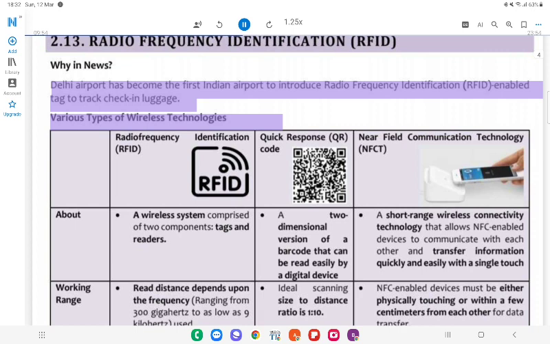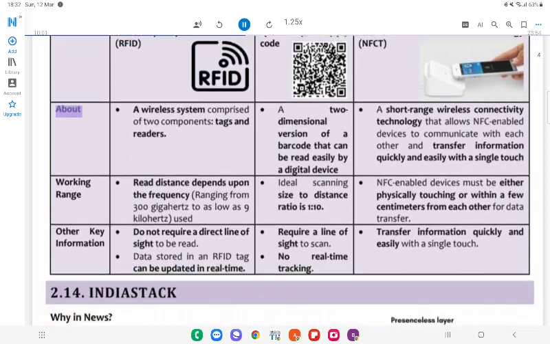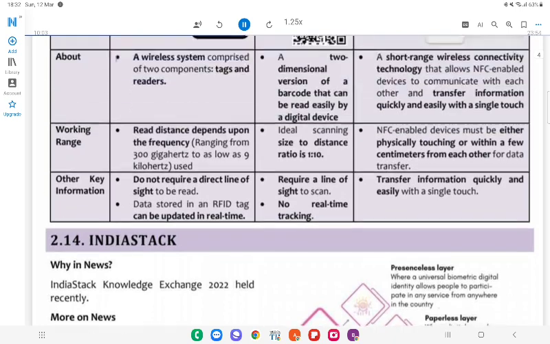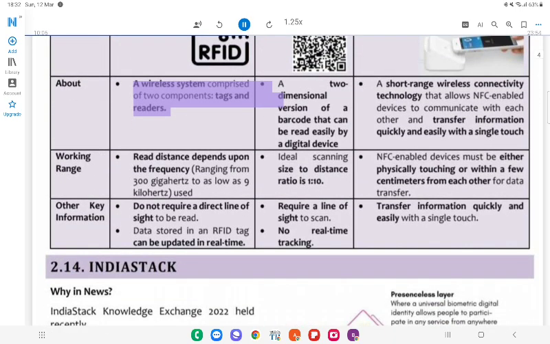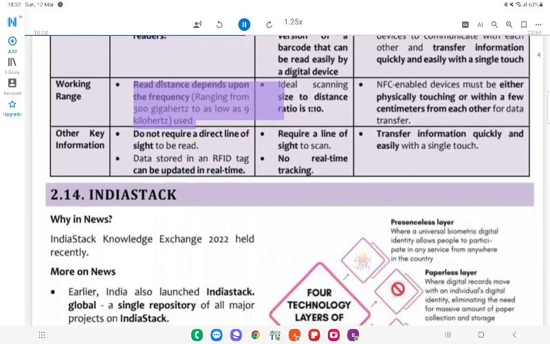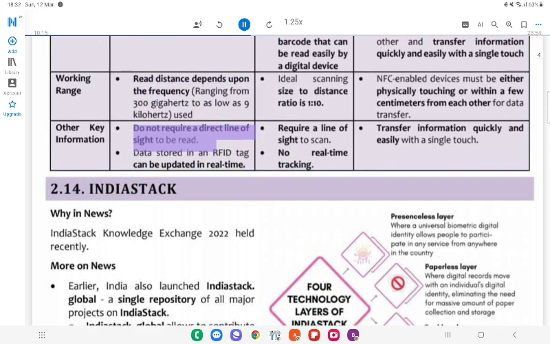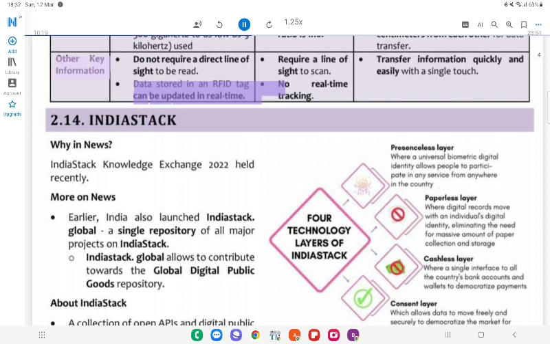Various types of wireless technologies: Radio frequency identification, RFID, and Quick response, QR. About, working range, other key information. RFID: a wireless system comprised of two components, tags and readers. Read distance depends upon the frequency used, ranging from 300 GHz to as low as 9 kHz. Does not require a direct line of sight to be read. Data stored in an RFID tag can be updated in real time.